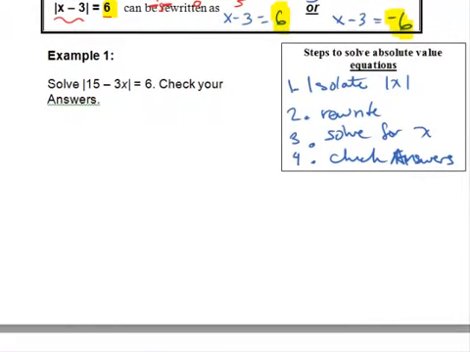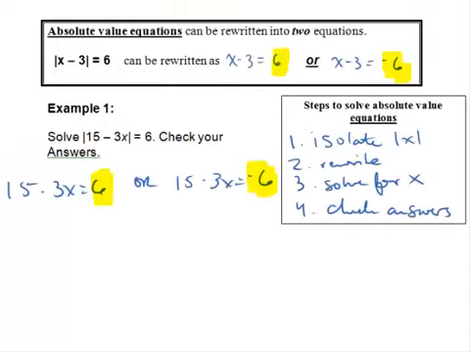All right, so first example here. The absolute value is isolated, meaning there is nothing added or subtracted and nothing multiplied or divided to the absolute value. So we will say 15 minus 3x equals positive 6, or, and then over here, 15 minus 3x equals negative 6. Notice you have your 15 minus 3x is the positive, or 15 minus 3x is the negative. Should be both of those.